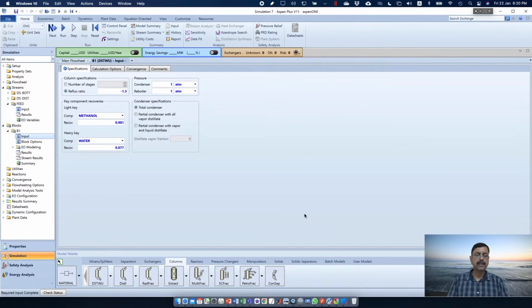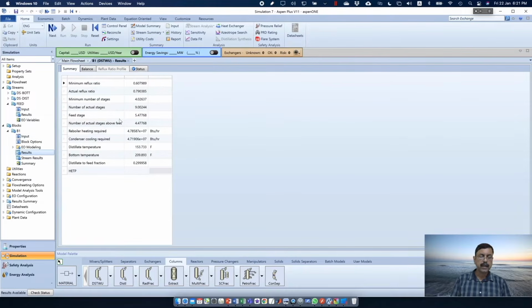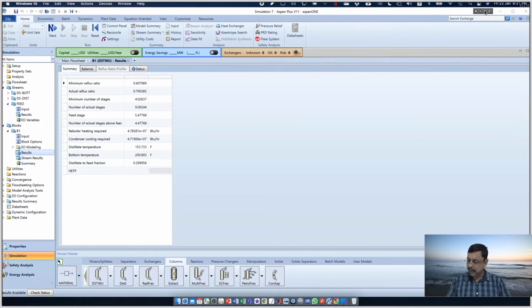So the specifications are complete. Now it is ready to run. Let us run. The results are available. Let us see the results first. So here the minimum reflux ratio has been calculated as 0.607989. So this is system calculated minimum reflux ratio. Here the actual reflux ratio is 1.3 times of the minimum reflux ratio. So if you multiply this with 1.3, then you will definitely get 0.79385.